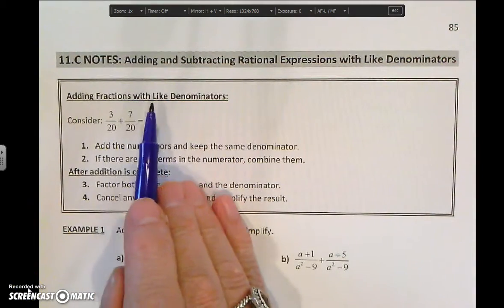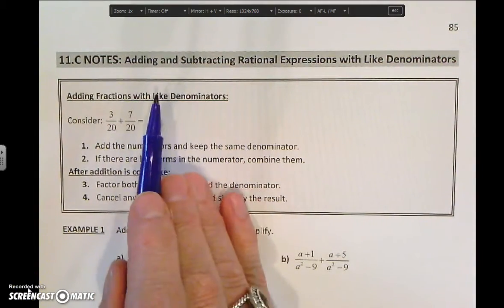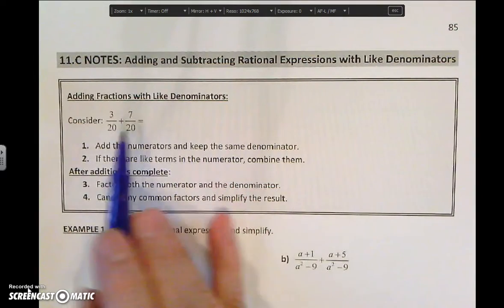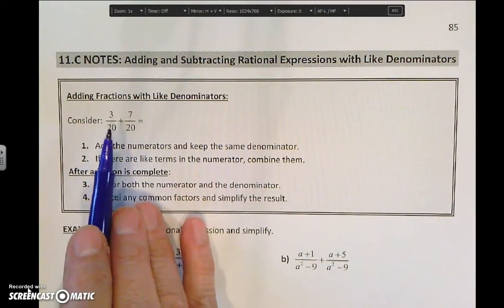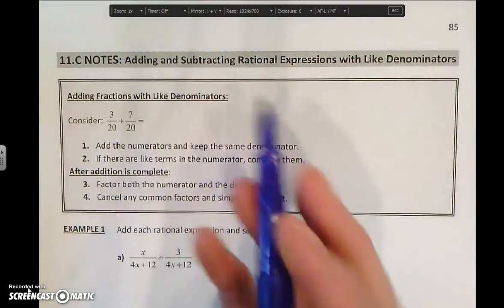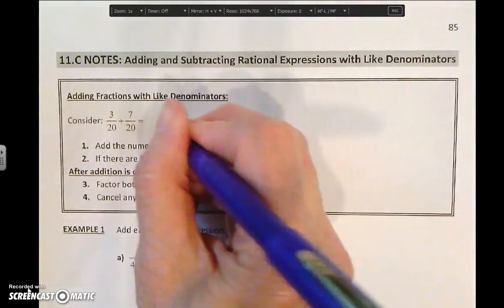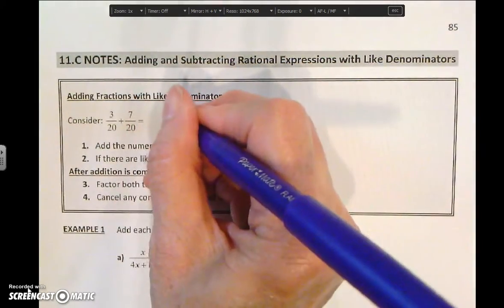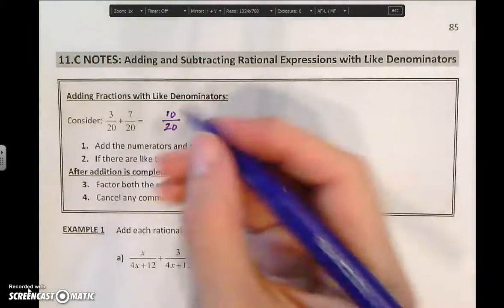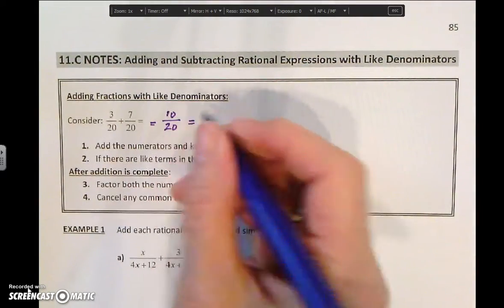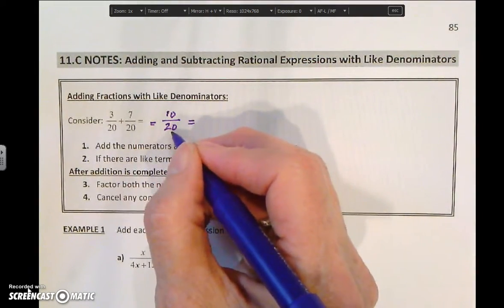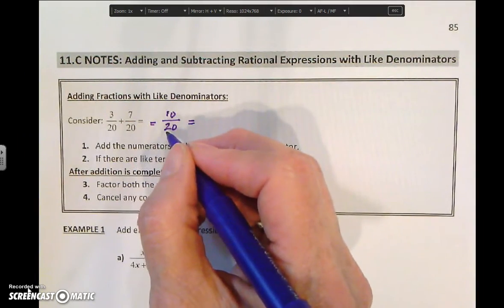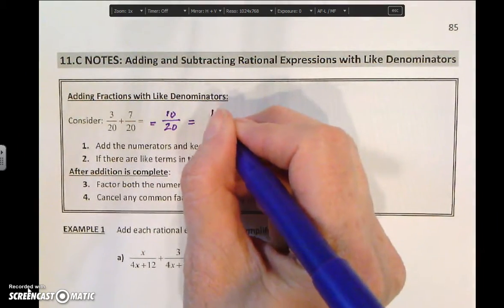To add fractions that have the same denominator, so like denominators, this is what we'll do. So remember, if you've got 3/20ths plus 7/20ths, they've got the same, or like, denominators. We will keep the denominator the same, and then we'll add the numerators and get 10/20ths. Then once I finish adding, if I can reduce, I reduce. So I can divide out a 10 in both of those and be left with 1/2.